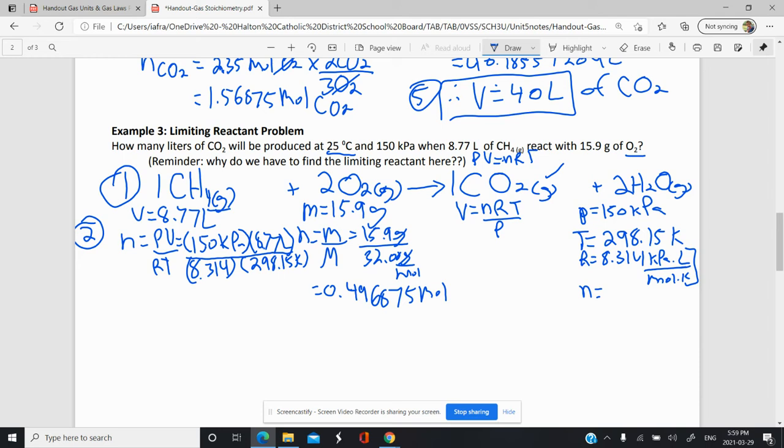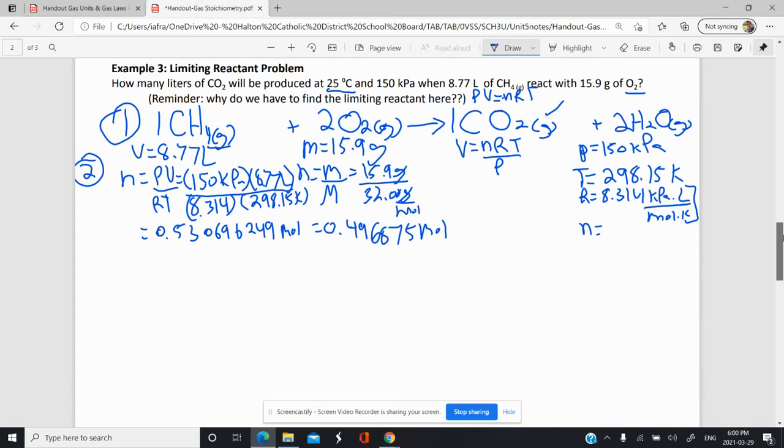And so we'll do 150 times 8.77 divided by 8.314, and then divided by 298.15, and I get 0.530696 moles.